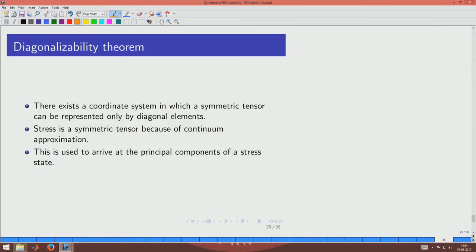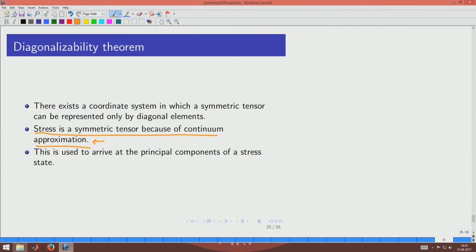So, there is another theorem that will also help in situations where Onsager's theorem is not helping, namely that stress is a symmetric tensor because of continuum approximation. This can be discussed again later on when we discuss in detail the equation of motion, but at this moment it is not because of Onsager's theorem, but because of the continuum approximation that stress is a symmetric tensor. Of course, stress is not a property, so we should not use Onsager's theorem wrongly here.